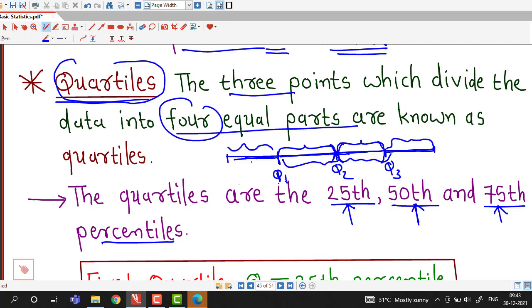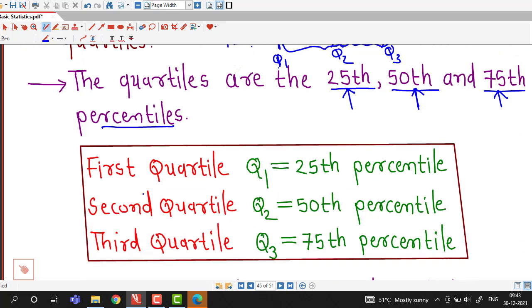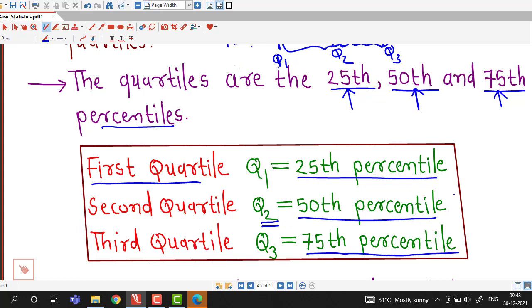So the 3 points Q1, Q2, Q3 which divide data into 4 equal parts are known as quartiles, and quartiles are the 25th, 50th and 75th percentiles. So we will remember: first quartile Q1 equals the 25th percentile, second quartile Q2 equals the 50th percentile, and third quartile Q3 equals the 75th percentile.